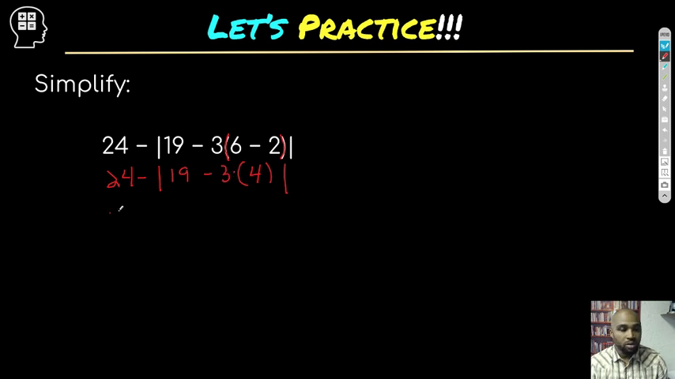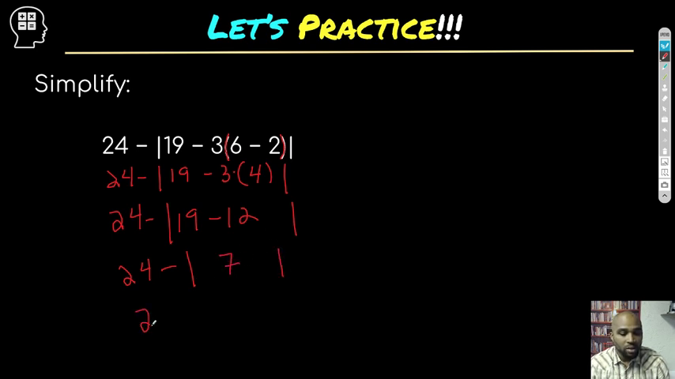So let's do it. 24 minus absolute value. We got 19. What's negative 3 times 4? That's going to be a negative 12. And now we're simplifying it even more. We got one more step to get out of this grouping symbol, this absolute value here. 19 minus 12, 24 minus the absolute value of 19 minus 12 is 7.